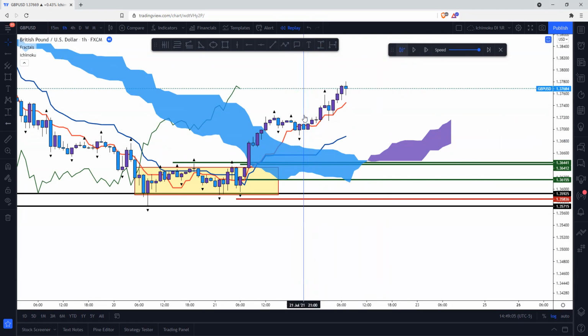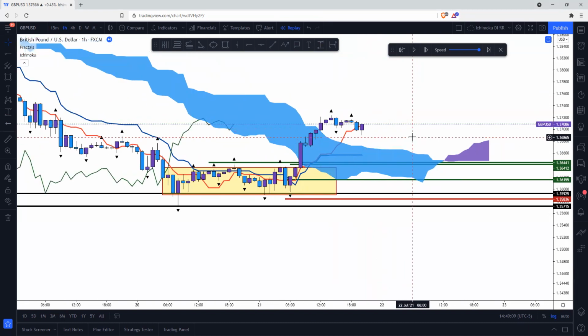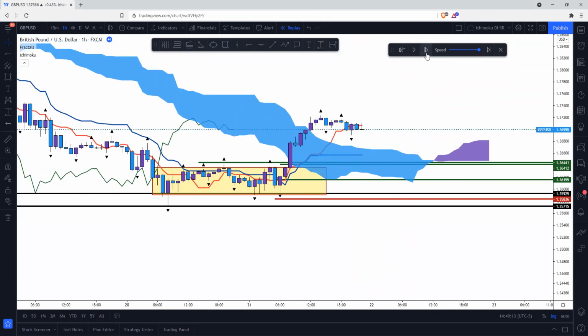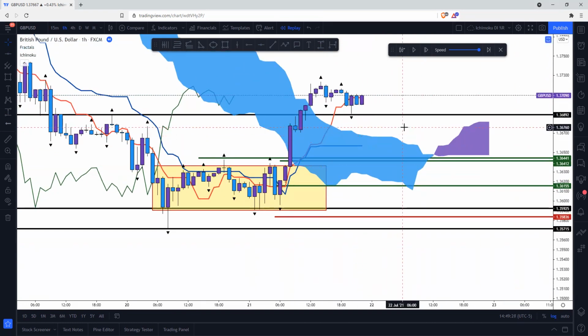Let me show you something. So let's pay attention to what happened right here. And watch it form its fractal. All right. When this happened, pay attention to these fractals. When it formed a fractal right here, this said we now have support right there. That's all that said. So now we look at our strategy.